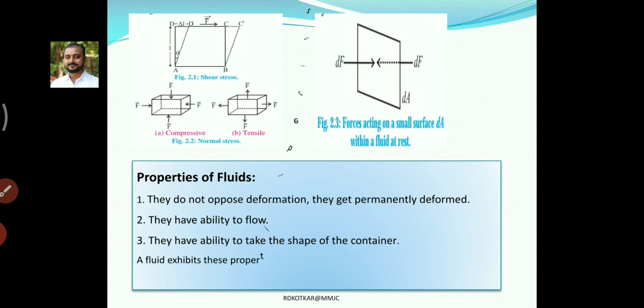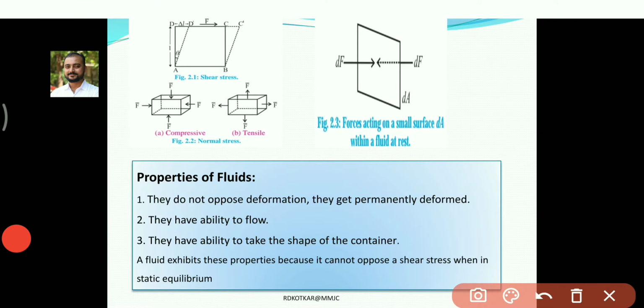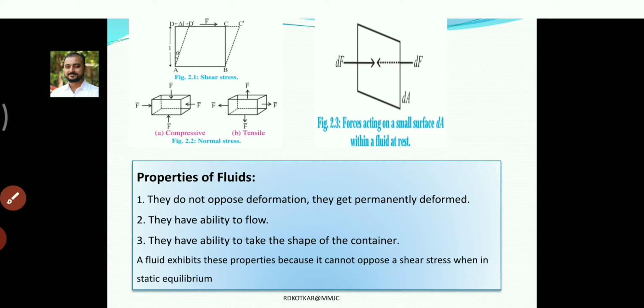A fluid exhibits this property because it cannot oppose a shear stress when in static equilibrium. So why does the fluid show such a property? The main reason is that it cannot oppose a shear stress at static equilibrium. So fluid shows such properties.